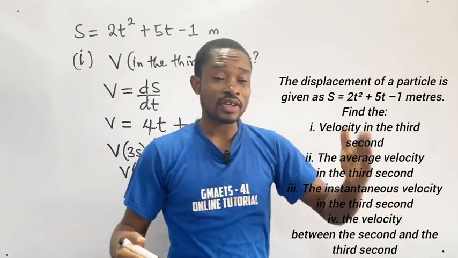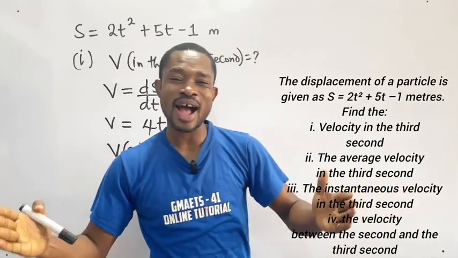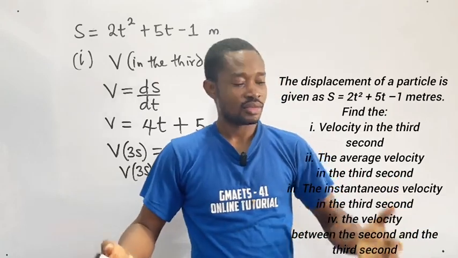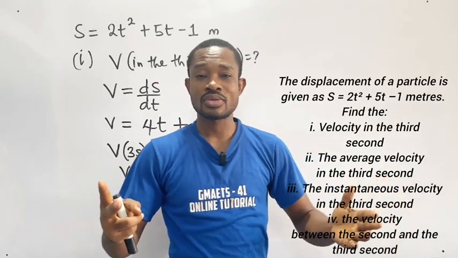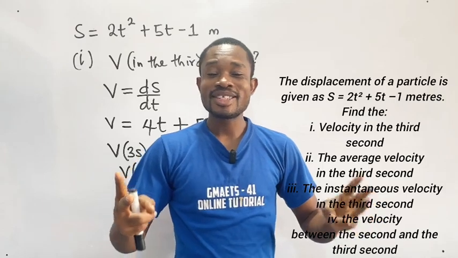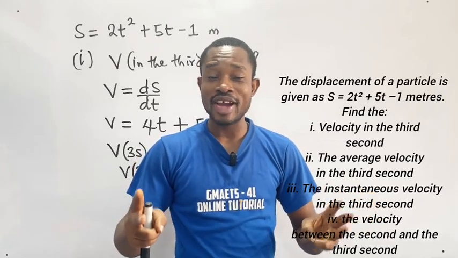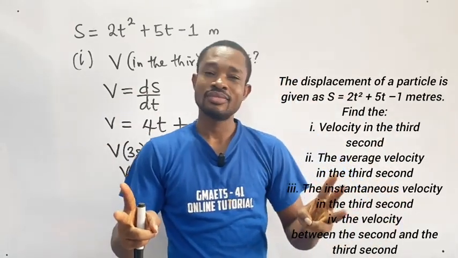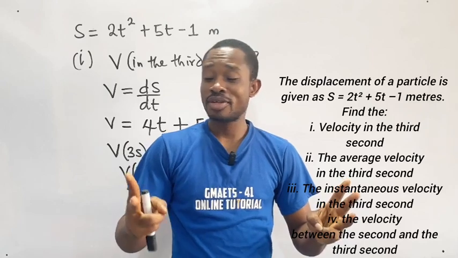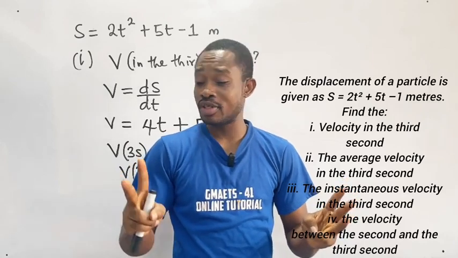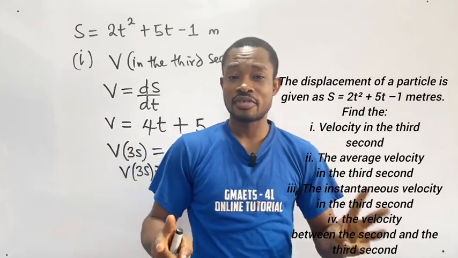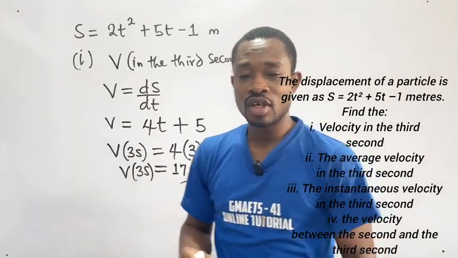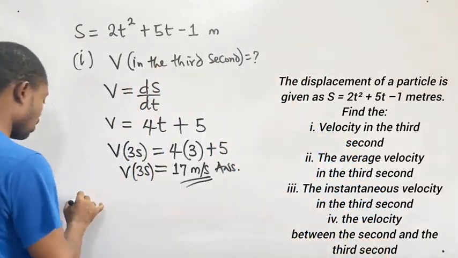And of course, you know that before 3 seconds, the third second, you would have passed the second second. Simply put, 3 seconds and 2 seconds. All right? That's the meaning of the second part of the question. Find the average velocity in the third second. So you just simply have to calculate the velocity between 2 seconds and what? 3 seconds. That's the implication of the second part of the question. And we have this. Let's see how it goes.